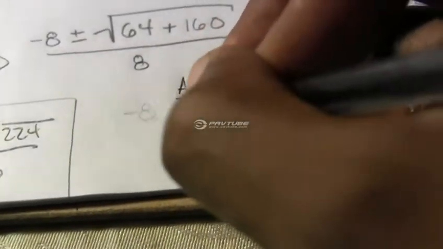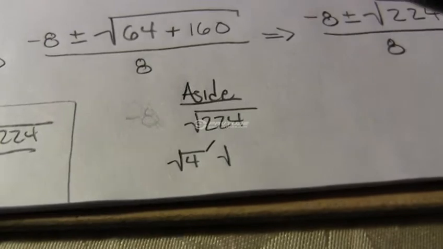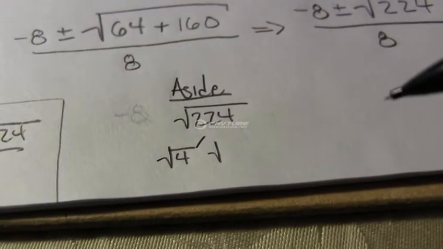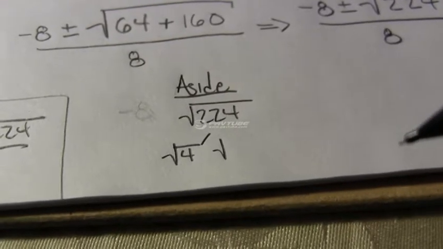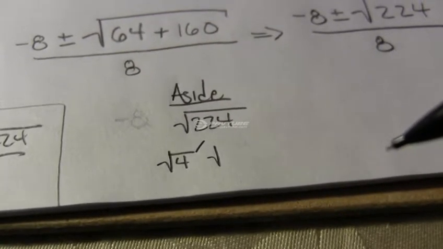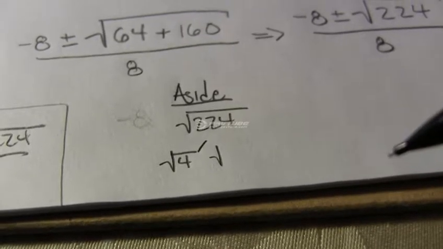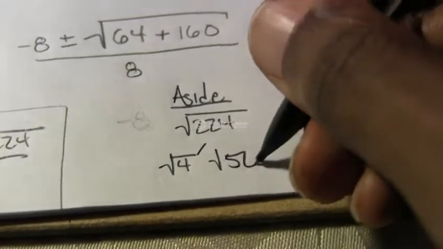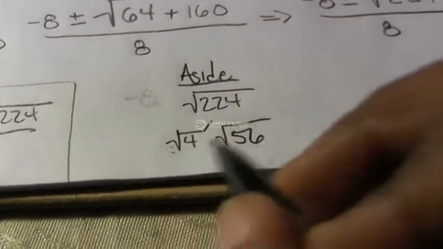If you break out 224, we'll just do an aside over here. If this isn't something you've done before, don't worry about it. But 224, the square root, if you can break it into square root of 4 times the square root of, what would it be? It would be 224 divided by 2, which is 112. 112 divided by 2 would be 56. 56, yep. So you can break it into something like this.